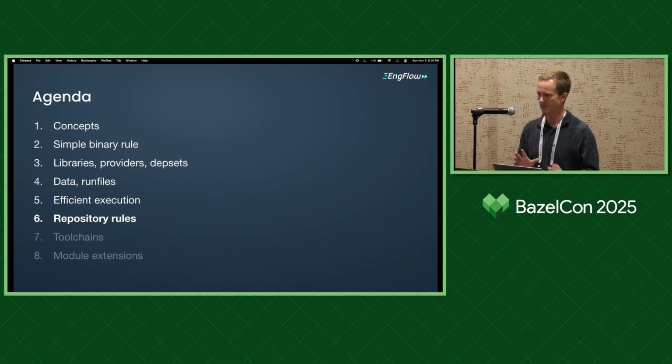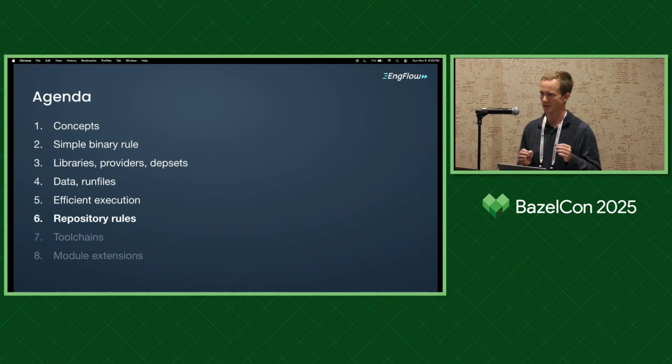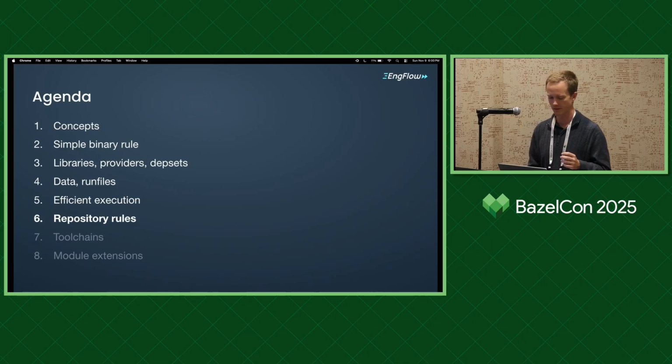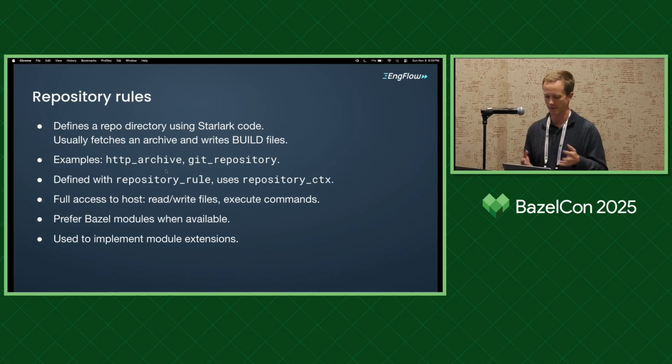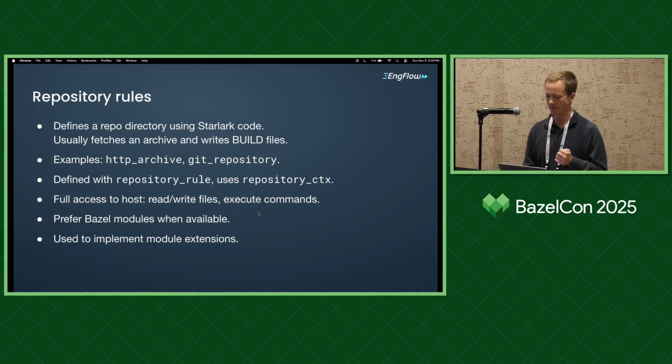In the first version of this, we write a repository rule. This is going to download the Go toolchain, extract it, and set up a build file. We know repository rules, they're http_archive, git_repository, and so on. You can write your own. It's not that hard to do.